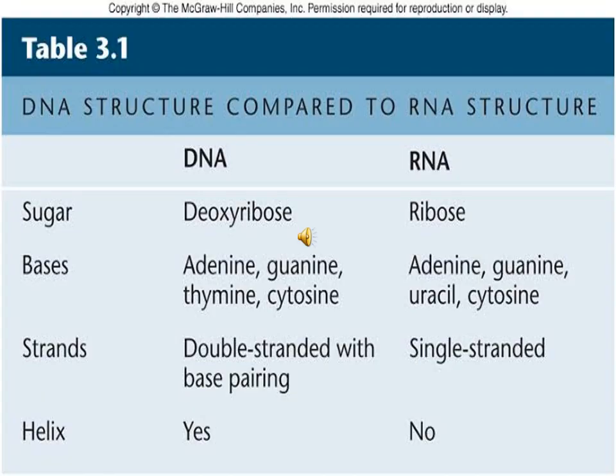DNA structure compared to RNA structure. This is very important for basic knowledge. First, the DNA structure: the sugar is deoxyribose and in RNA it is ribose. The DNA nitrogenous bases are adenine, guanine, thymine, cytosine, and the RNA bases are adenine, guanine, uracil, cytosine. So the difference is that uracil is present only in RNA. As for the strands, DNA is double stranded with base pairing and RNA is single stranded.